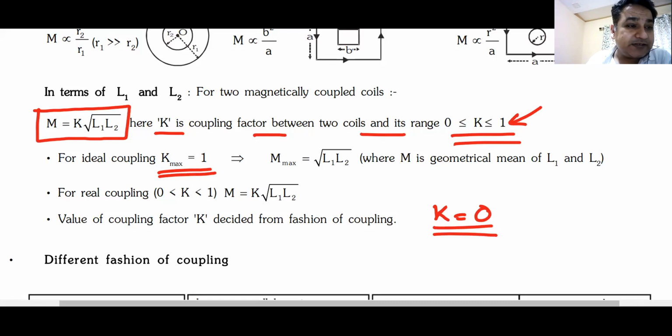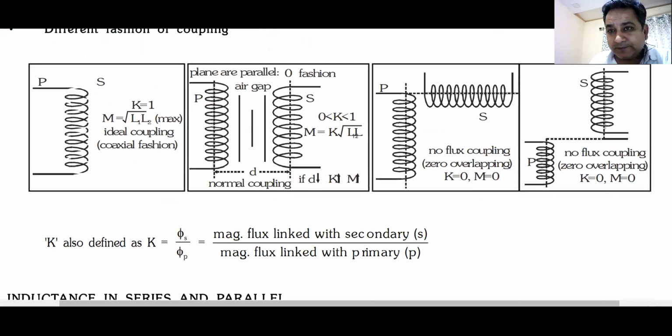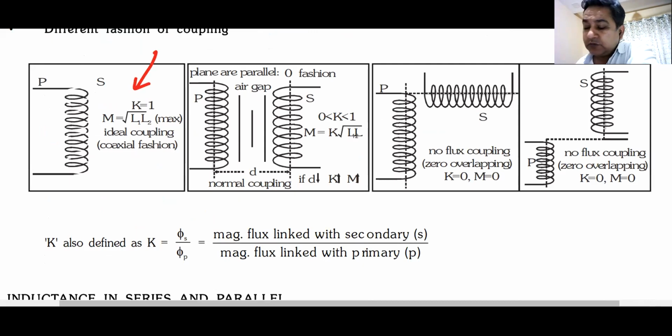For example, see this. Case number 1. This is primary and this is secondary, one on top of other. Whatever flux is linked in the primary is also linked in the secondary, and hence coupling factor or percentage of flux linked is 1 or 100. K is 1 here.